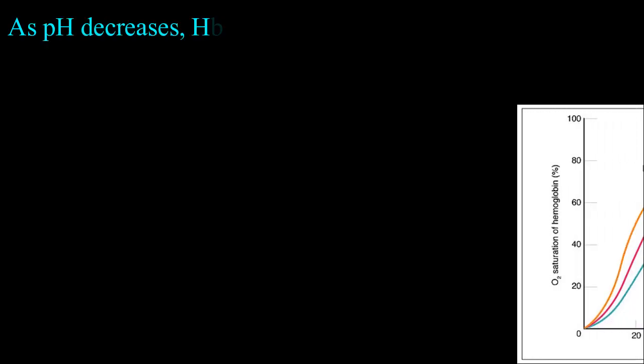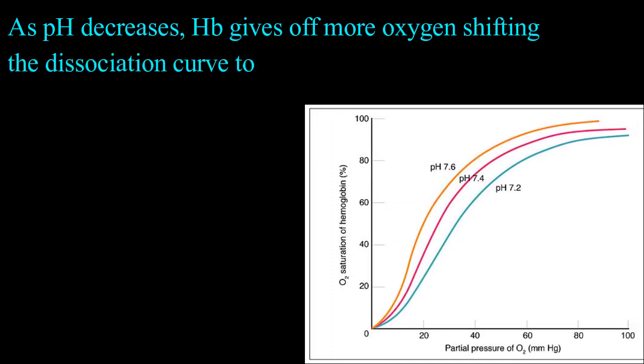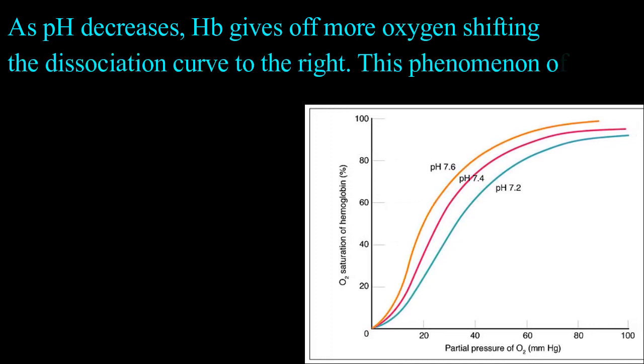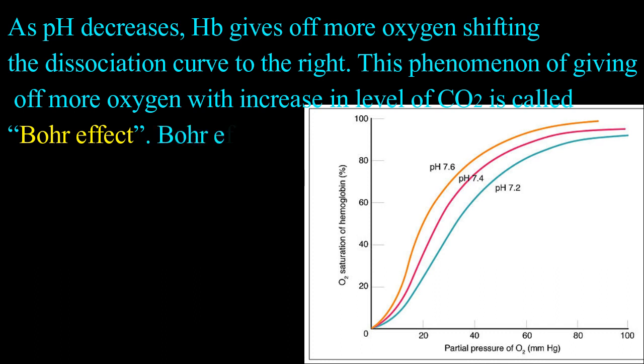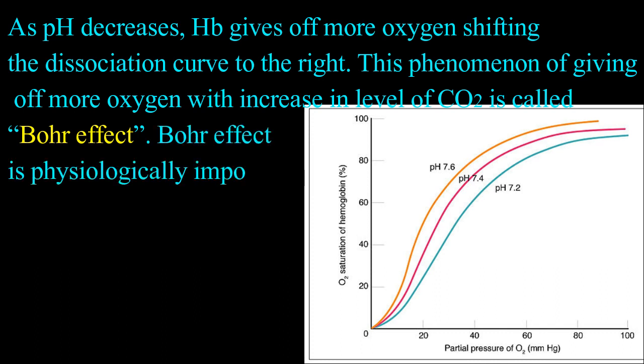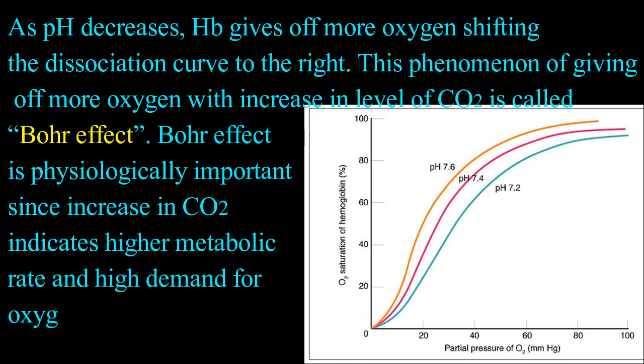As pH decreases, hemoglobin gives off more oxygen, shifting the oxygen dissociation curve to the right. This phenomenon of giving off more oxygen with increase in level of carbon dioxide is called the Bohr effect. Bohr effect is physiologically important since increase in carbon dioxide indicates higher metabolic rate and high demand for oxygen. Bohr effect varies between animals.